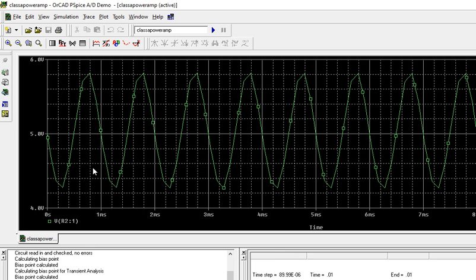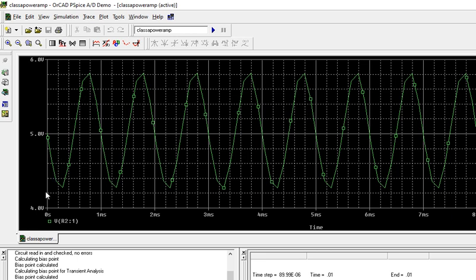Now check the peak to peak. How much is it showing? So the DC shift is zero. Suppose from here, 1, 2, 3, 4, each is 200 millivolts. So 1, 2, 3, 4, 5, 6, 7, 8 divisions, 8 into 200 millivolts, around 1.6 volts. We are getting 1.6 volts peak to peak.